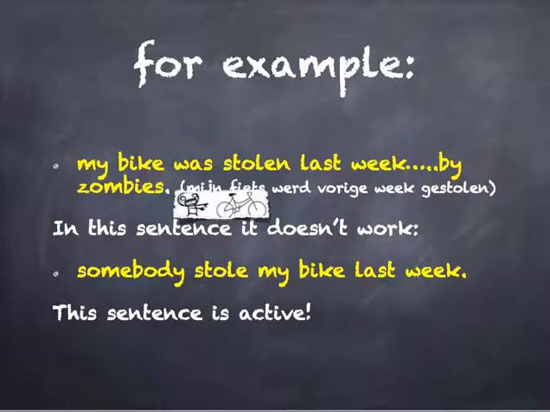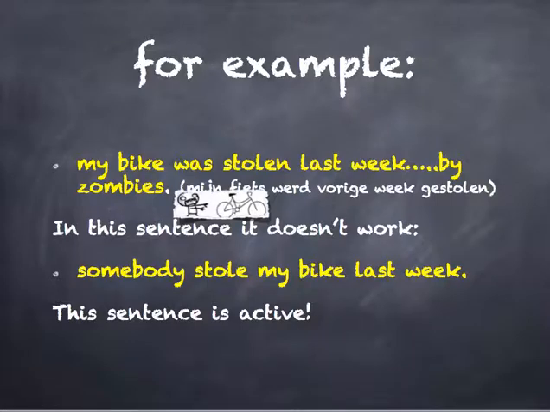And the question would be what? And the answer is my bike. That therefore is a passive sentence. In the second sentence, you see: Somebody stole my bike last week by zombies. That doesn't work, does it? Somebody stole my bike last week. If I say what, you really can't answer it. You're looking at who here as the main question, and the answer is then somebody. So the second sentence is active.